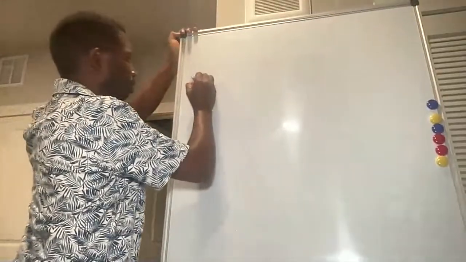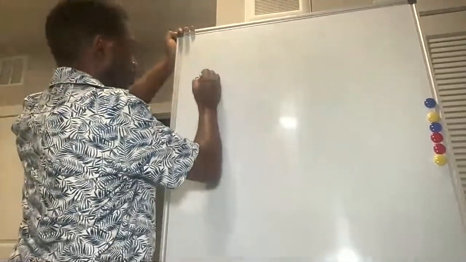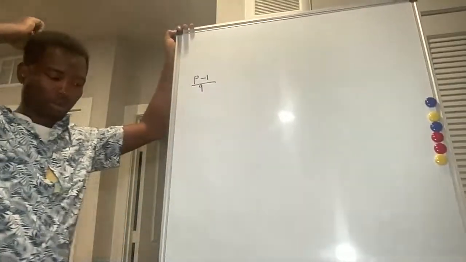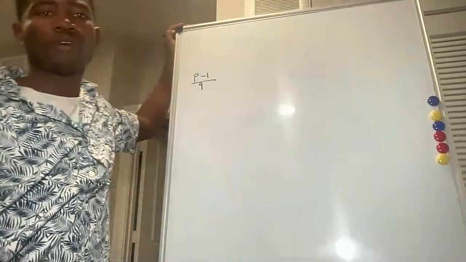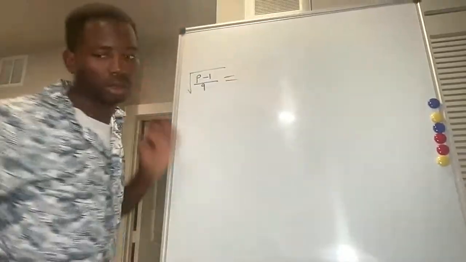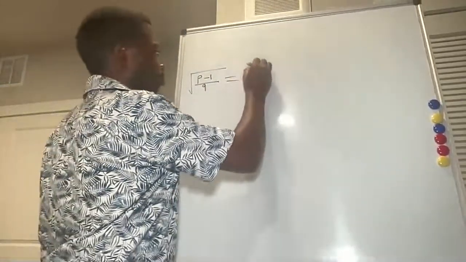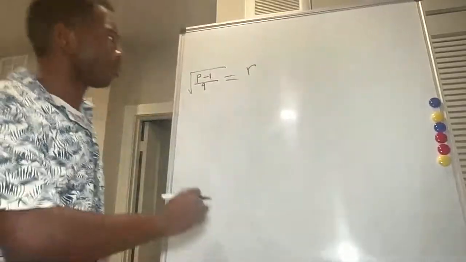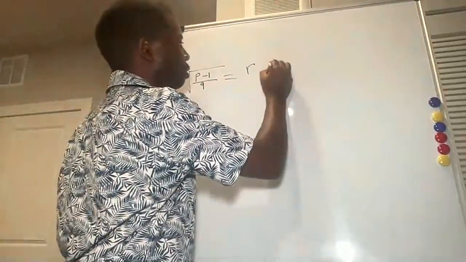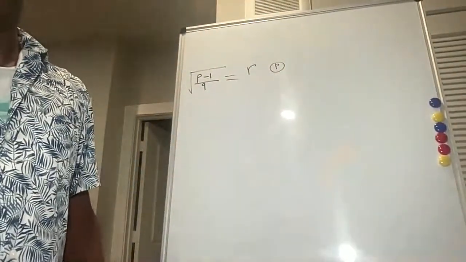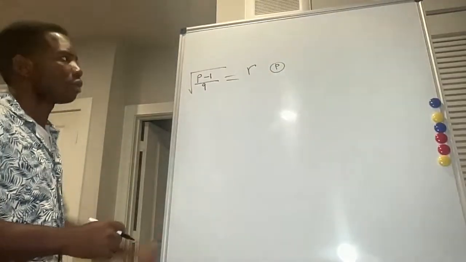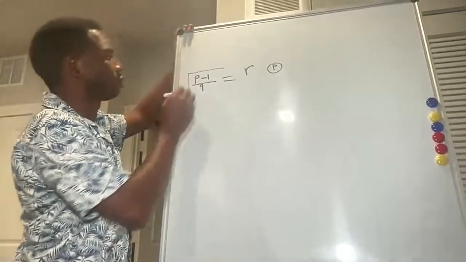So if we have p, we have p over 9 is equals to R. So now let's make p subject to the formula here. How can we make p subject to the formula? So if we have something like this, let's say solution.